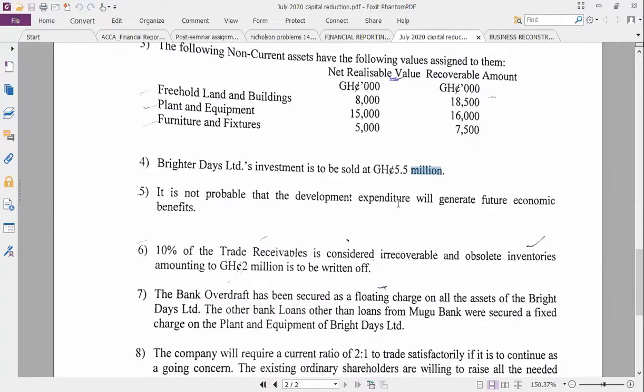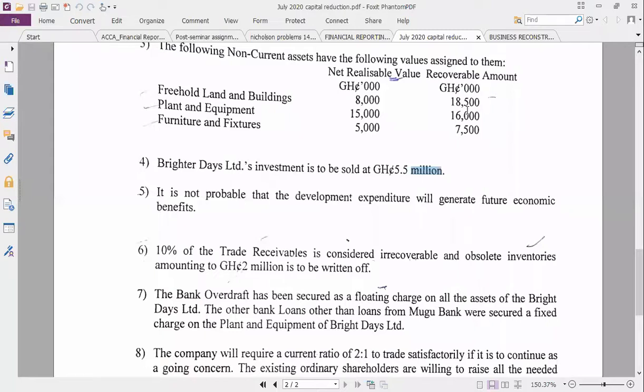It is not probable that the development expenditure will generate future economic benefits. So that means in the going concern, it will not be part. There's no future economic benefit, so there's no recoverable amount. Recoverable amount is zero, NRV is zero, everything zero. So automatically, the development expenditure will vanish. In the new financial position, no deferred development expenditure.